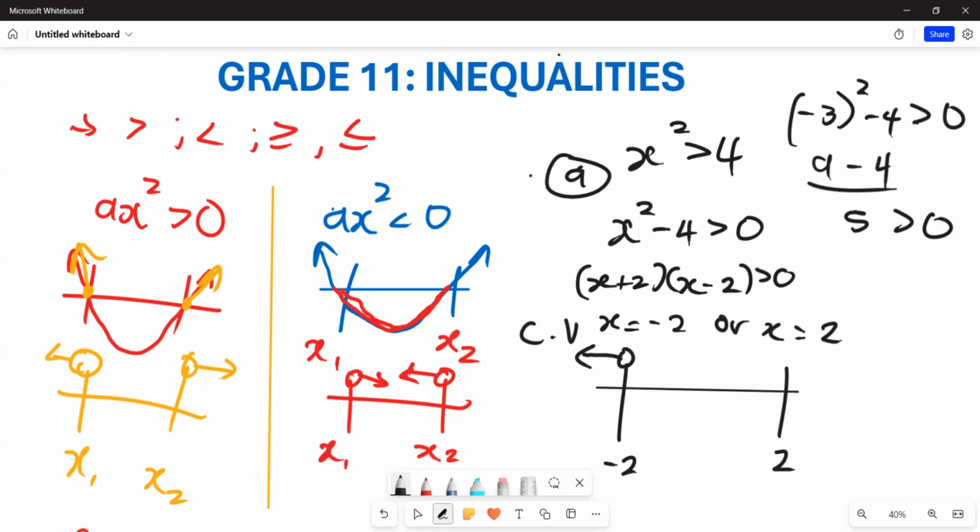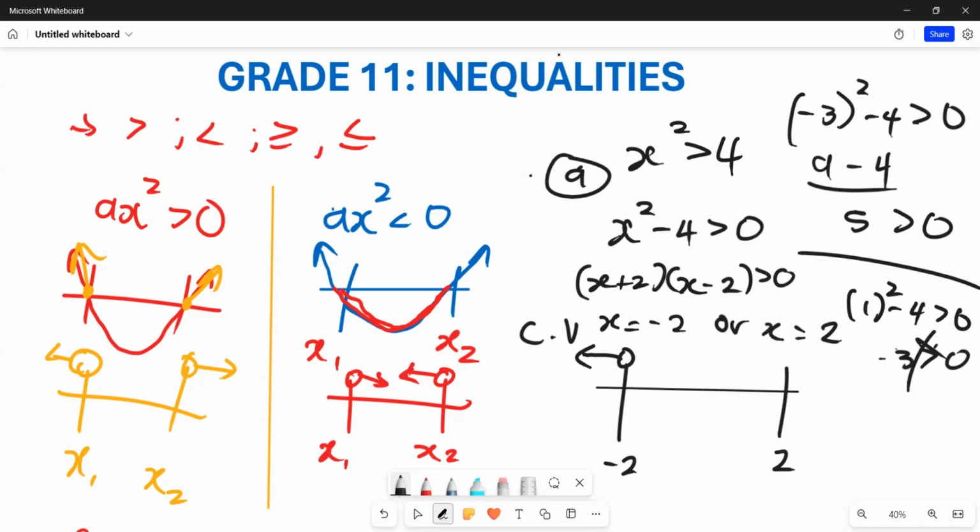Similarly, now let's say we are getting a value that is in between -2 and 2. Let's say you get your 1. Let's say 1 squared subtract 4 is greater than 0. Can you see this is the same as 1 subtract 4, which is -3? Can you see that -3 is not greater than 0, right? So which means we are not looking for this value.